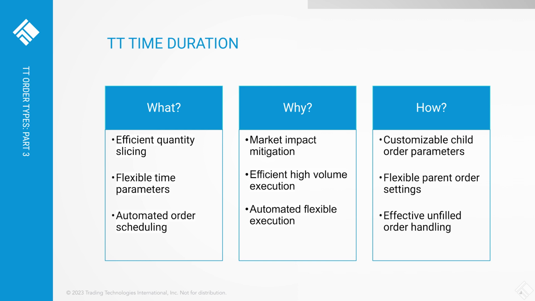TT time duration allows you to set an automated action over a set time span, allowing the user not to have to be by the platform at that requested time. This gives the user more freedom and reduces human error risk. All right, we'll move on to the platform. We'll go through how to customize the child order parameters, flexible parent order settings, and what happens if the order is not filled at the end of the algo time span.